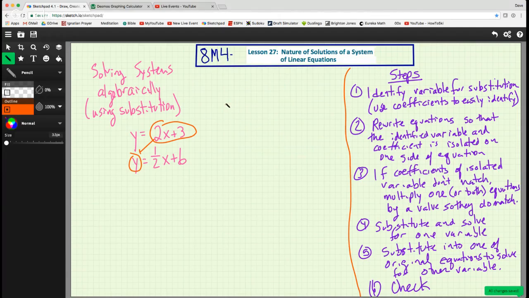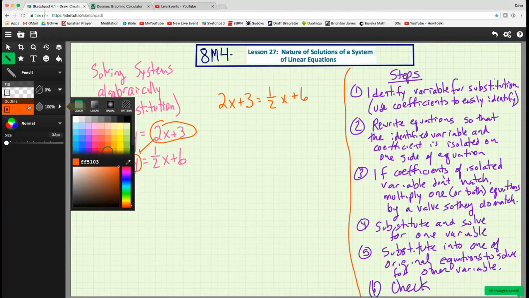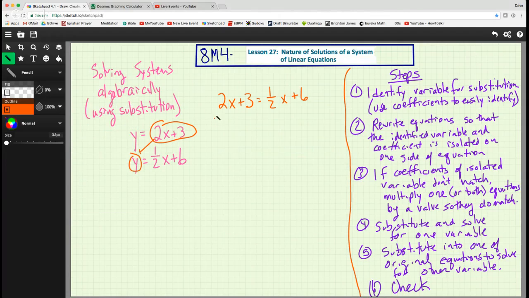So I'm going to get the equation 2x plus 3 equals 1/2 x plus 6, right? Because I know that y is this, and I know that y is this. So if y is both of them, then they have to be equal. So hopefully that makes sense to you. If that didn't make sense, send me a note. I'll try and explain it better, but I think that's pretty straightforward.